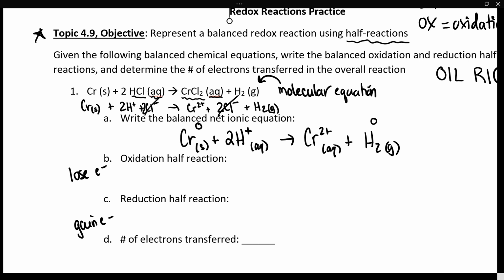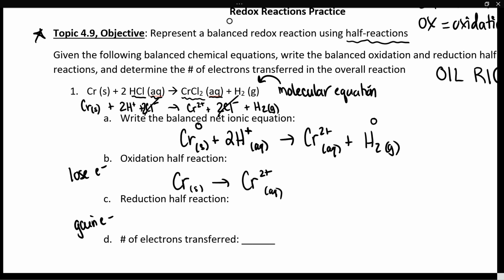So oxidation means losing electrons. So which element is becoming more positive, right? Because if you lose electrons, you're losing negative things, so you're going to become more positive. It looks like my chromium is the one that's becoming more positive. Chromium is going from an oxidation number of 0 to an oxidation number of +2.